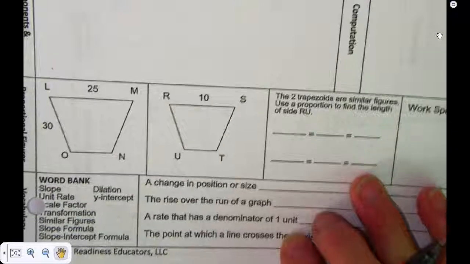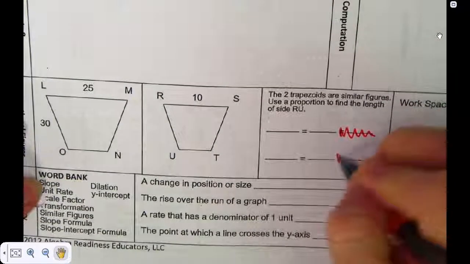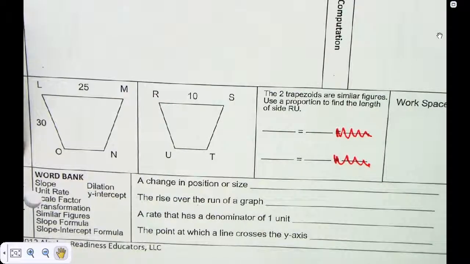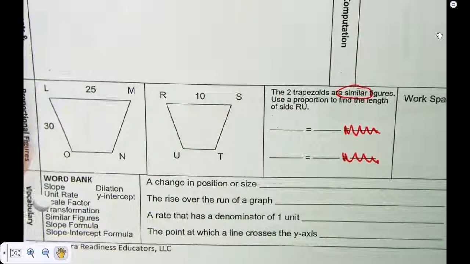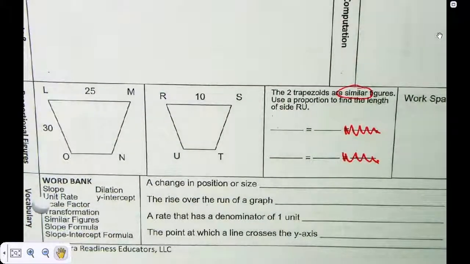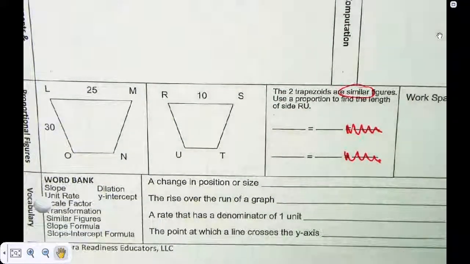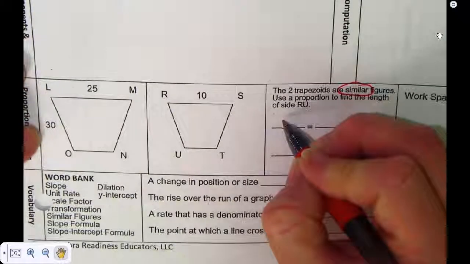Okay, look down at the proportional figures. Mark all this out right there. I don't like that. These two trapezoids are similar. Everybody circle similar and say similar. What does that mean if they're similar figures? Their corresponding angles are congruent, but they have proportional sides. Tell me how I would write that as a proportion.